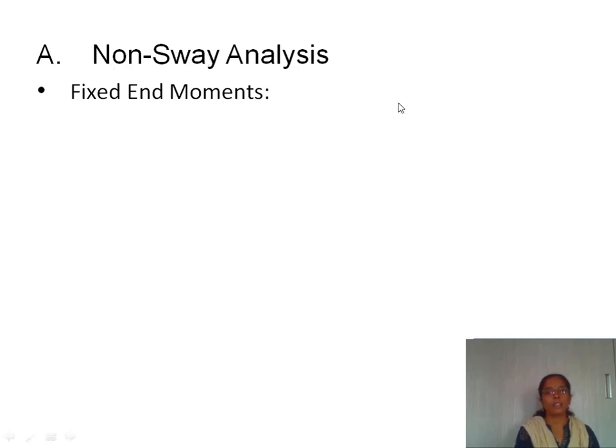Next we will go for part 1 or part A of the analysis, that is non-sway analysis. That means in this analysis we are going to analyze the frame for the given loading. So MFAB, MFBA, MFCD and MFDC are equal to 0, because the vertical members are not subjected to any loading. Therefore, the fixed end moments for AB, BA, CD and DC are 0.